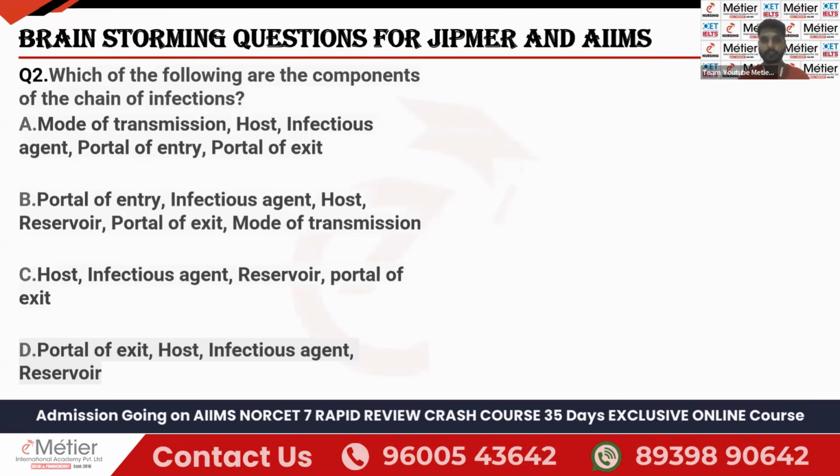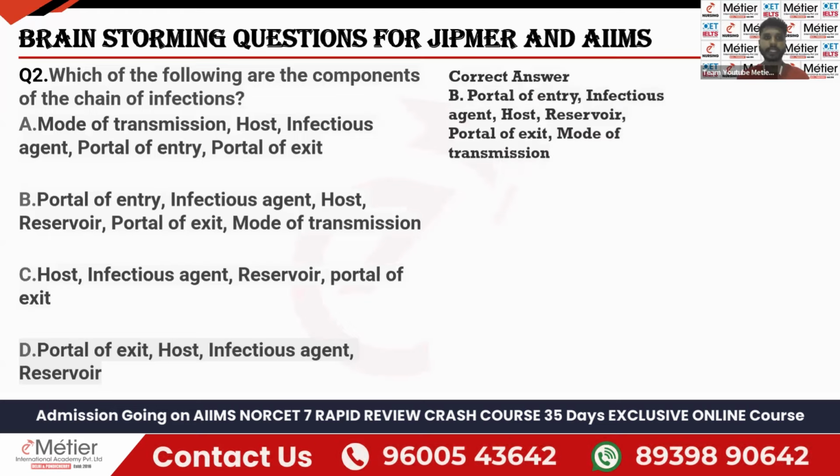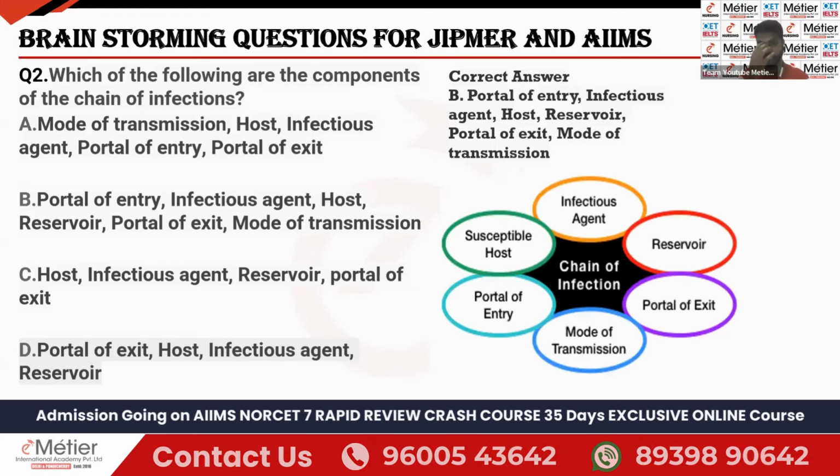I hope you know the chain of infection: how the pathogens enter our body, how they multiply, then how they get out of the body and how they are transmitted. That is called a chain of infection. So the correct answer is option B, portal of entry first, then the infectious agent goes to the host. In the host it will get multiplied, that is called the reservoir. From the reservoir, from the patient, it will get out, that is the portal of exit. Because of some mode of transmission, it will transmit to another person. So you can relate like this.